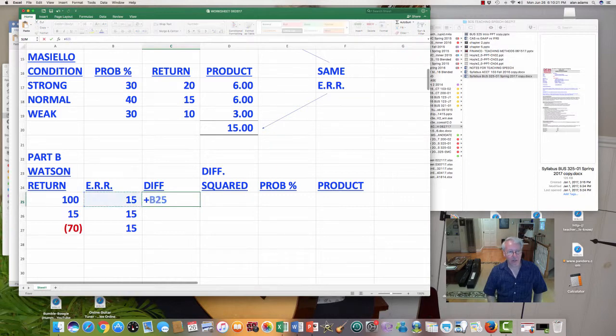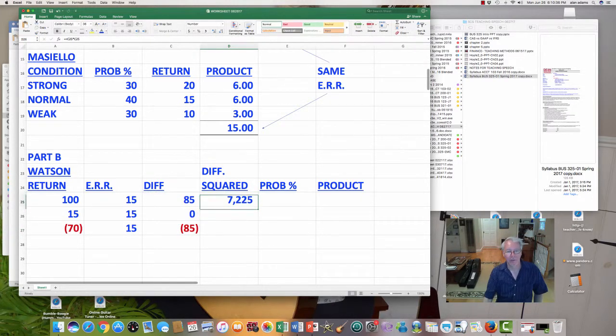I'm going to take my column A number and subtract my column B number. I get a difference of 85. I multiply that down. Okay. I take my difference and I square it. I multiply it by itself. Those are my numbers. The probability, 0.3, 0.4, 0.3. Okay, that was all given.